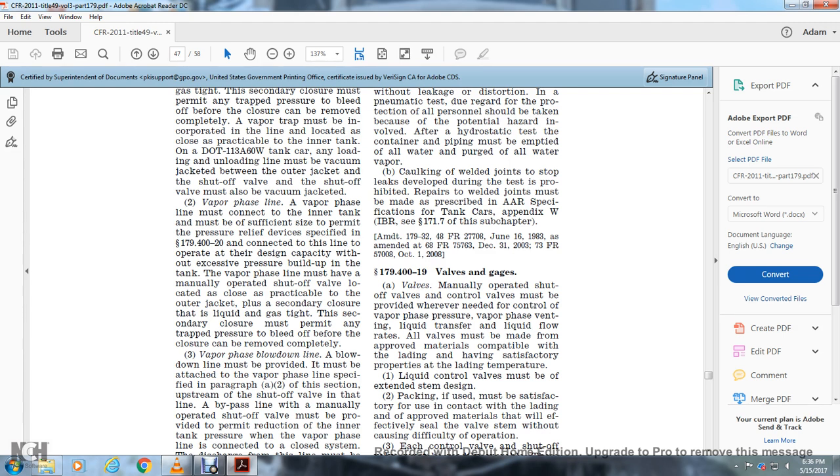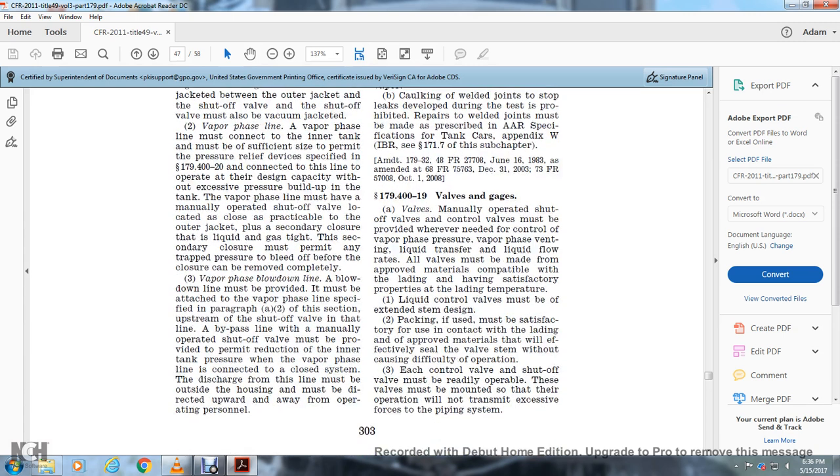The liquid and gas type of the secondary closure must permit the trap pressure for the blade off there for closure to be removed completely. The vapor phase blowdown line. A blowdown line must be provided, but must be attached with the vapor phase line specified in paragraph A2 with the section upstream with the shutoff valve in that line.